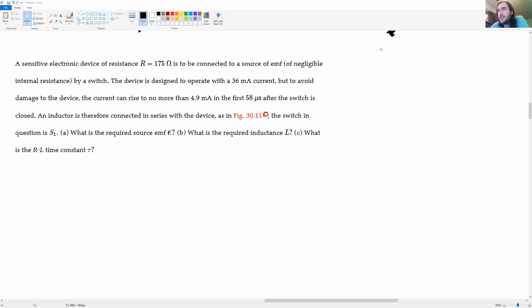The switch in question, S1, and so on. What is the required source EMF, E, and what is the required inductance? What is the RL time constant tau?